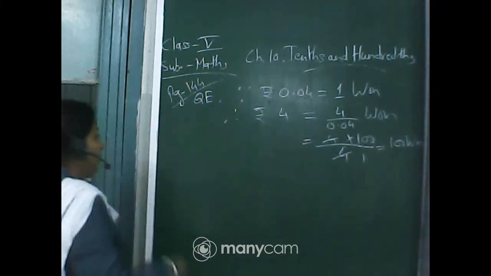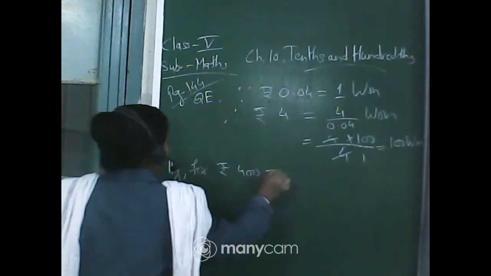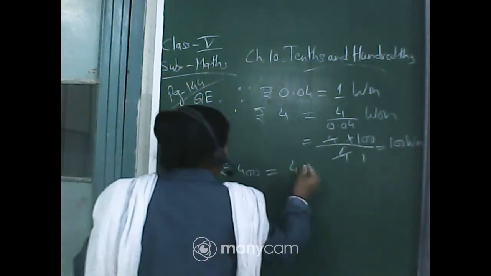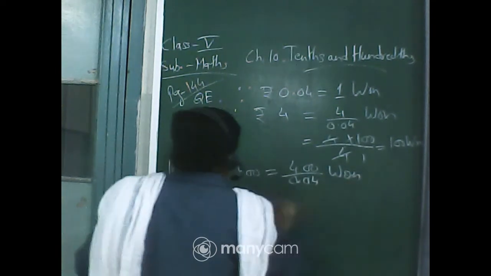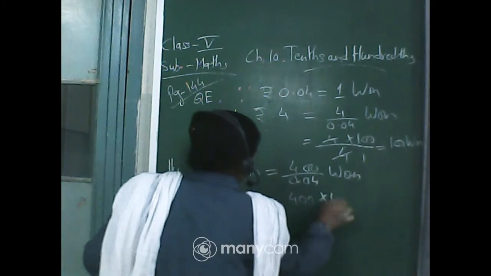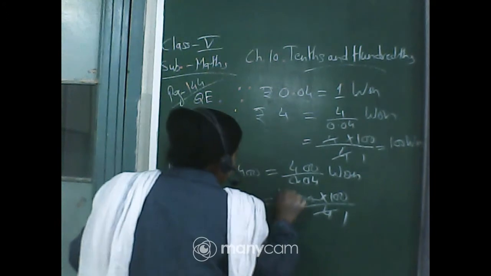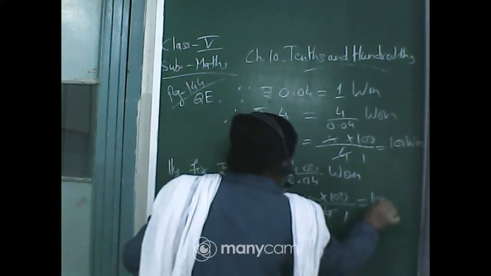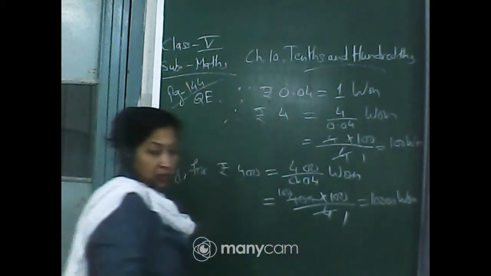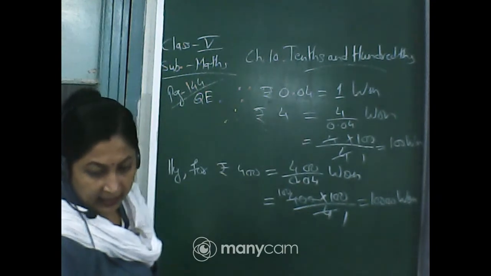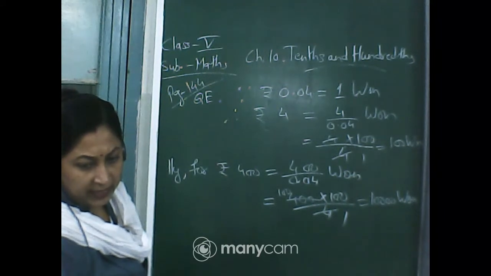Now you have to find it out for 400. So you will write, similarly for rupees 400, how much amount will she get? It will be 400 divided by 0.04 won. That means 400 into 100 divided by 4. Now cancel it. 4 ones are 4 and this is 100. When you are multiplying, it is 10,000 won. Exactly, Jihan, it is 10,000 won.